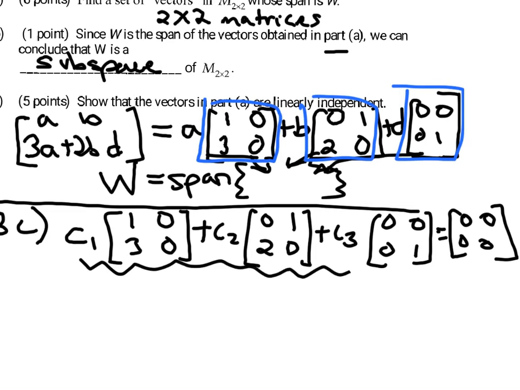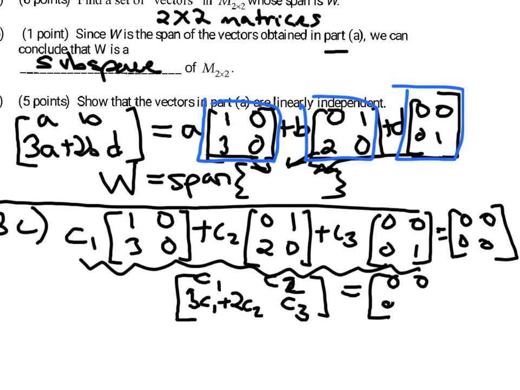So I would start by combining all of this on the left side into a single matrix. For the upper left entry, I have C1 times 1, so I have C1 plus 0 plus 0, just C1 in this upper left position. Looking at the upper right, I have 0 plus C2 plus 0, so I have just C2 in the upper right. Now I have 3 times C1 plus 2 times C2 plus 0 in the lower left. And then in the lower right, I have 0 plus 0 plus 1 times C3, so just C3 in this lower right position. And this is equal to the zero vector, so 0, 0, 0, 0.